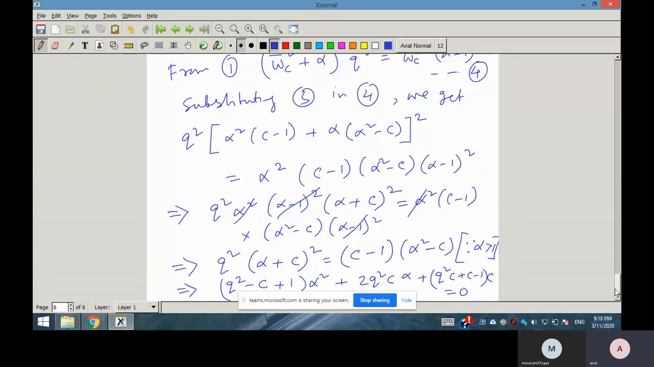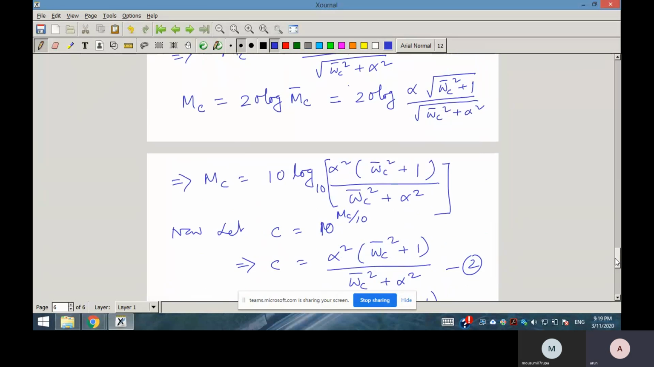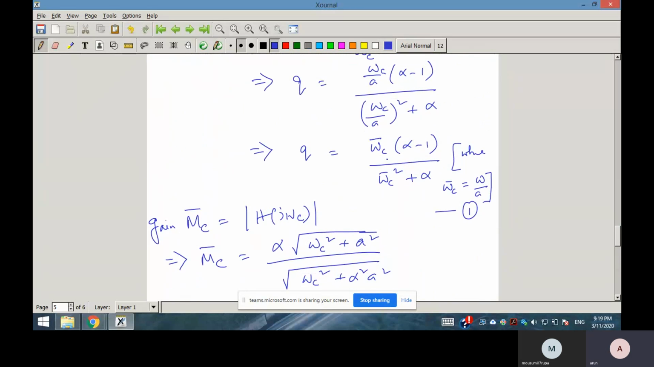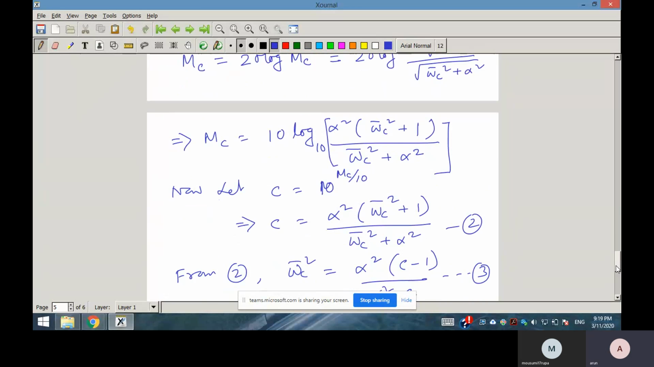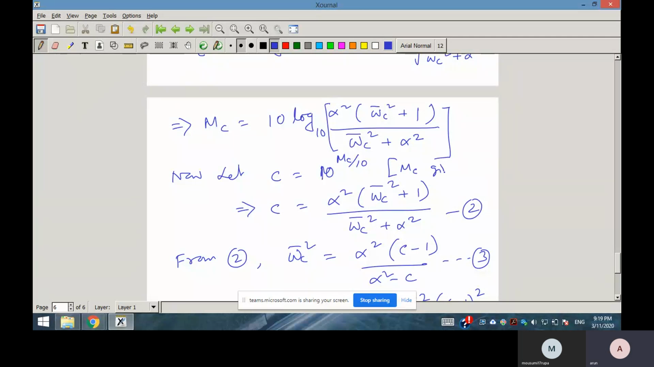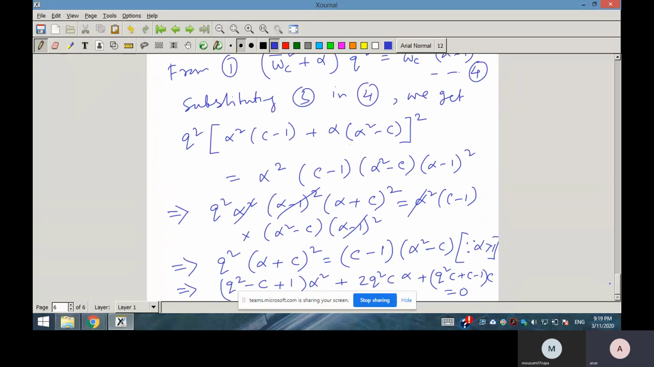Given is q and c. Because what is c? C is your 10 to the power mc by 10. Mc is given, mc in dB. So that means c is given. And what is your q? Q is your omega C bar into alpha, well, q is your tan of phi C. So phi C is given and MC is given, which means your q and c are known. So you have to find alpha.